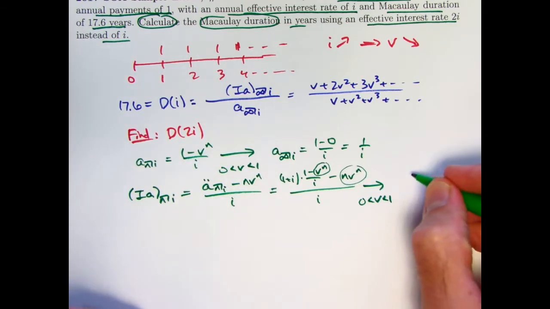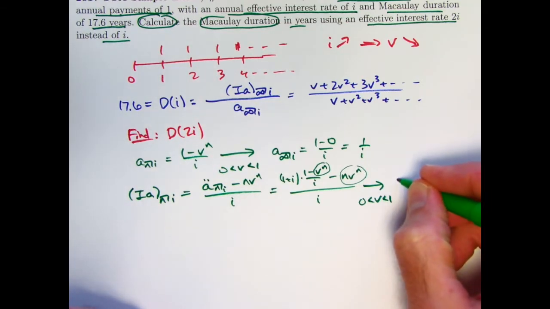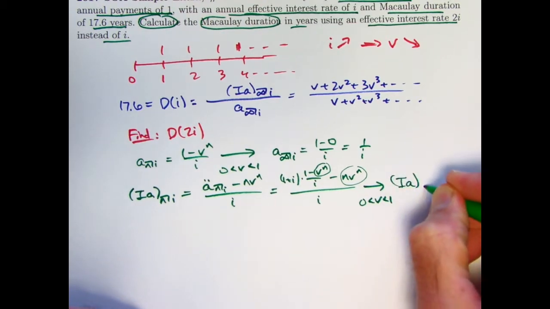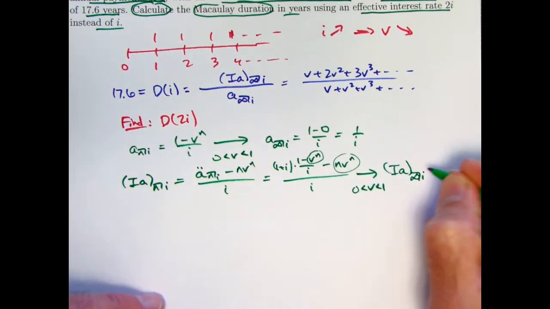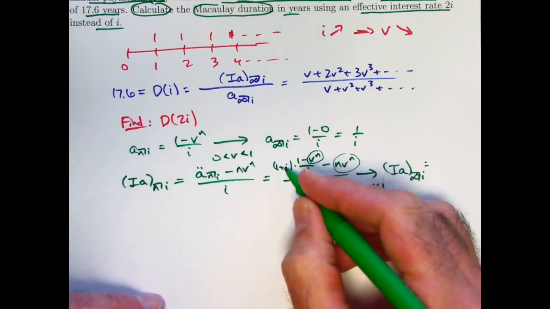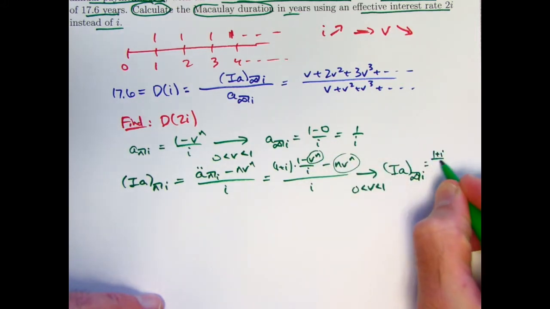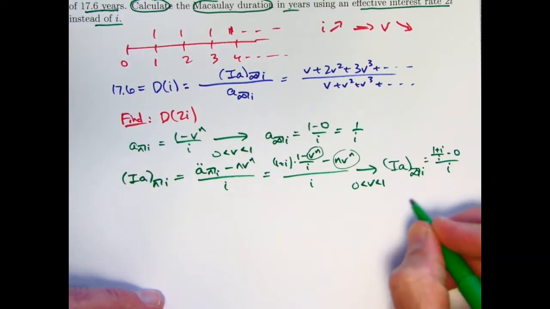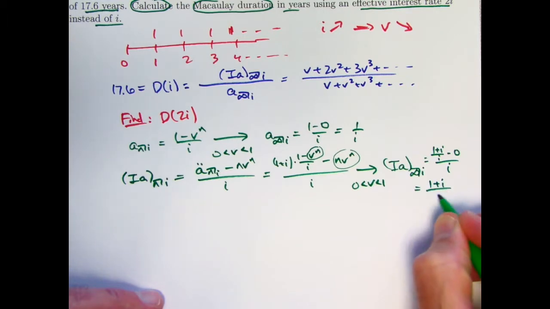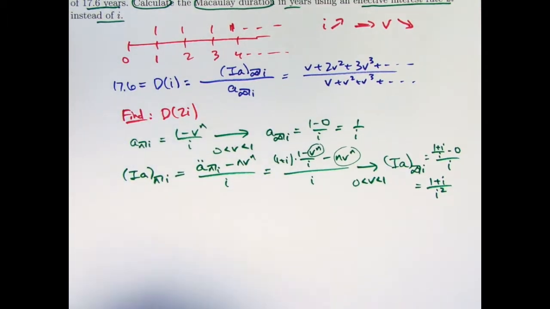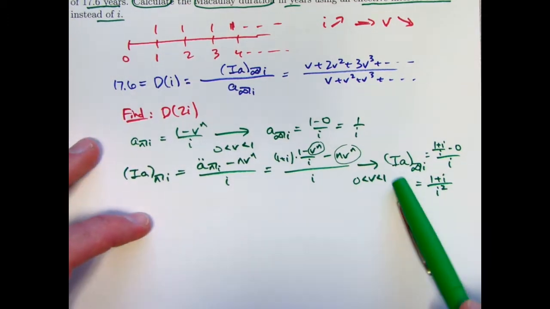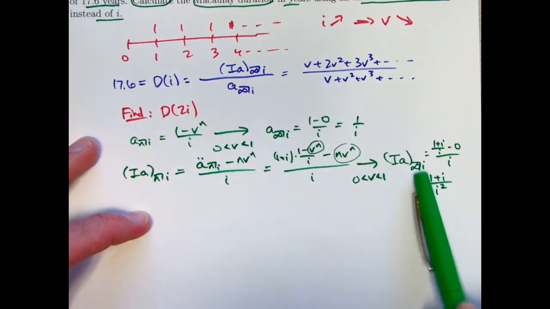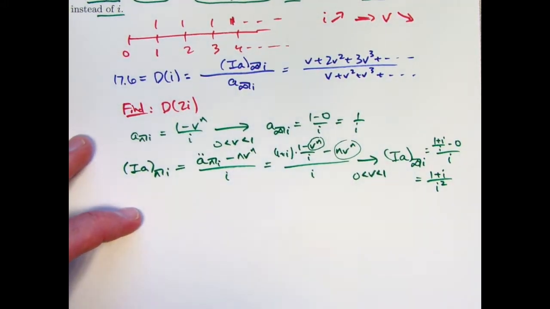So in the end, as n goes to infinity, we get (Ia)_infinity at interest rate i to be, this is 0, we get (1 plus i) over i minus 0, all over i, which simplifies to (1 plus i) over i squared. That you may be a little less likely to remember, though it probably is a good idea to remember anyway, but that is what the present value of an increasing perpetuity would be. Okay? So now we just need to use these things.